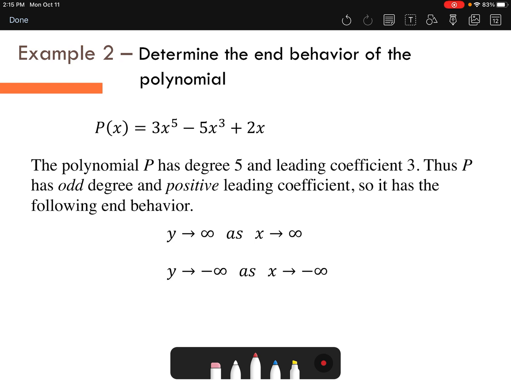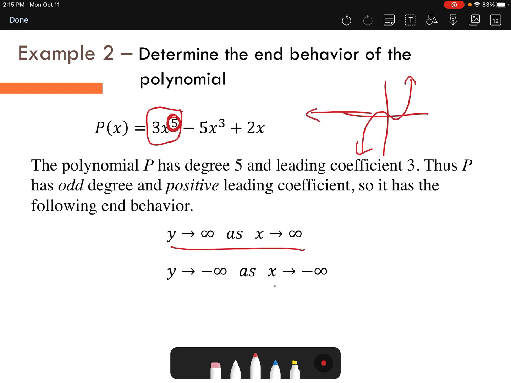Now let's look at this guy. Again, we don't even need to graph it. We only look at the leading term. It's a 5. We know it's a chair. Now is that chair increasing or decreasing? Well, it's positive 3, so we know it's going to look something like that. So y approaches infinity as x approaches infinity, and as x approaches negative infinity, y approaches negative infinity. That is what we call the end behavior of the polynomial.